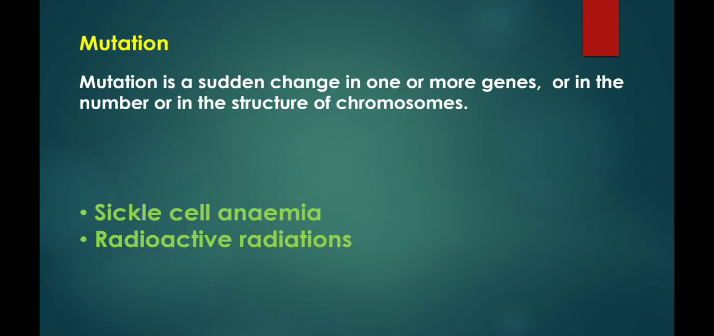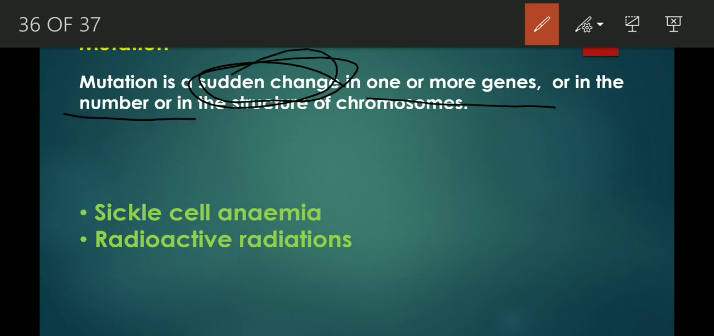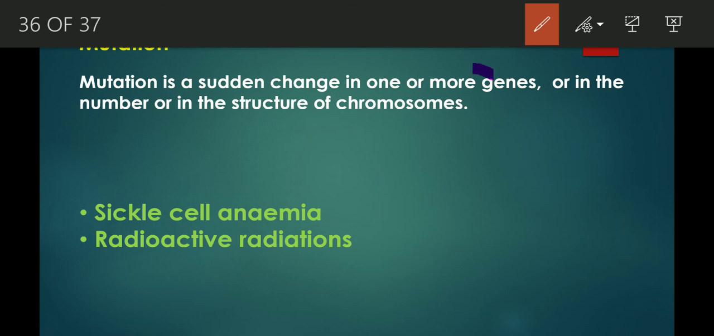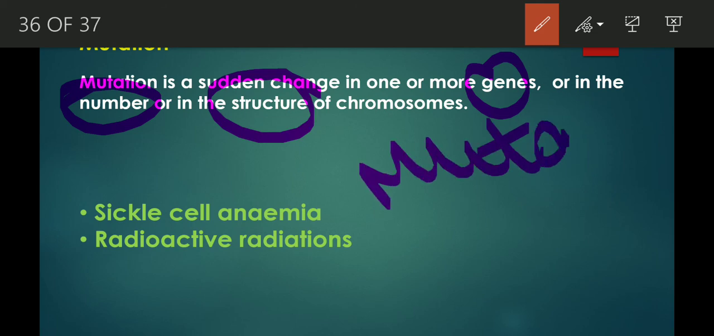Now we will know what is mutation. Mutation is a sudden change, and this change can be in one or more genes, or in the number of chromosomes, or in the structure of chromosome. Clear? This sudden change we will call mutation.